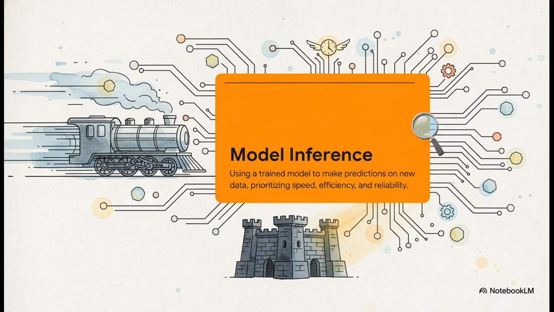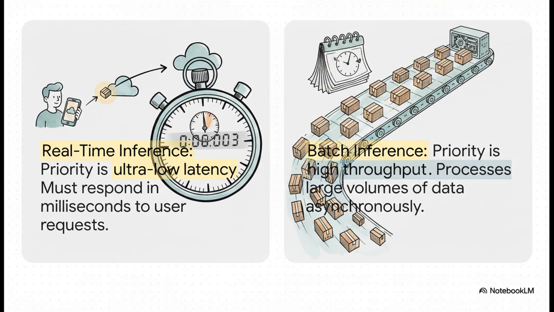And here, the priorities just completely flip. It's no longer about raw power, it's all about speed, cost efficiency, and rock-solid reliability, because every single prediction directly impacts your user's experience. And you know, even within inference, there are actually two different kinds of sprints.